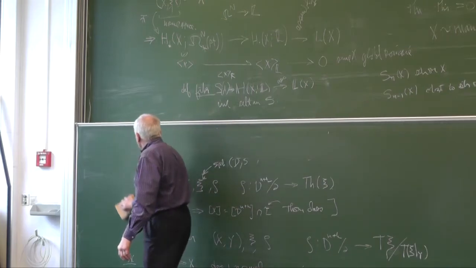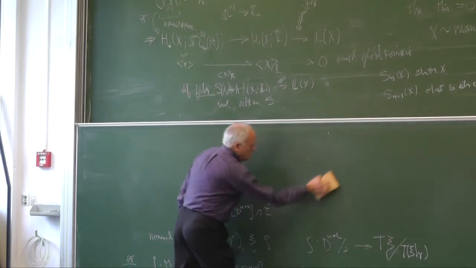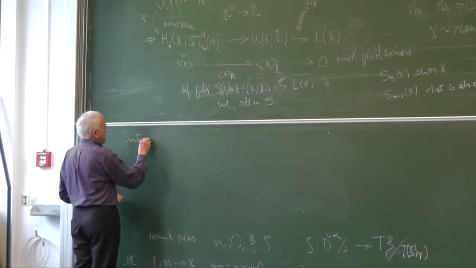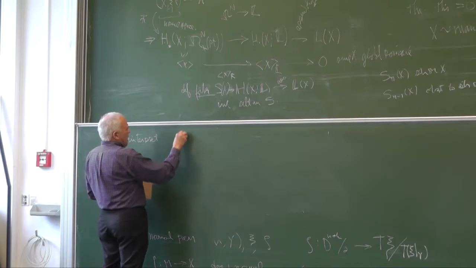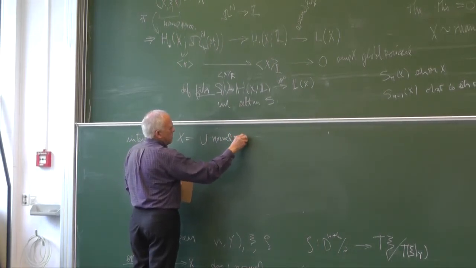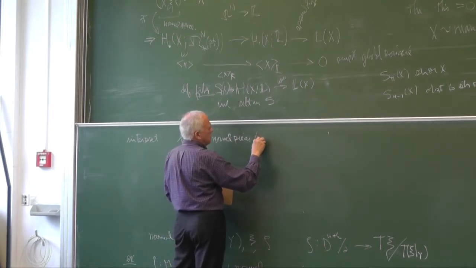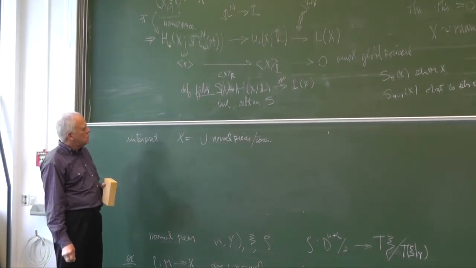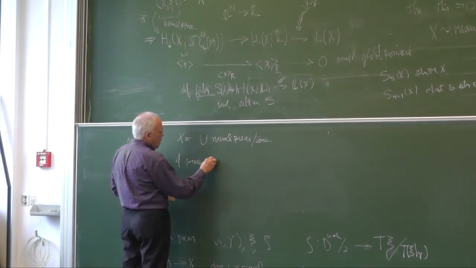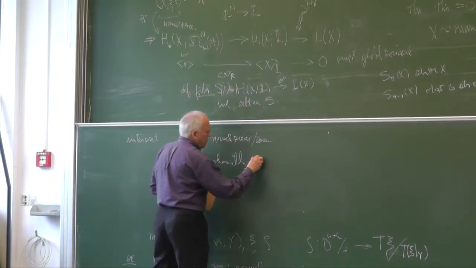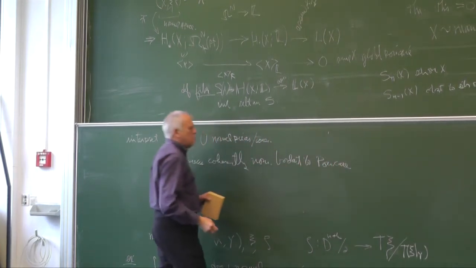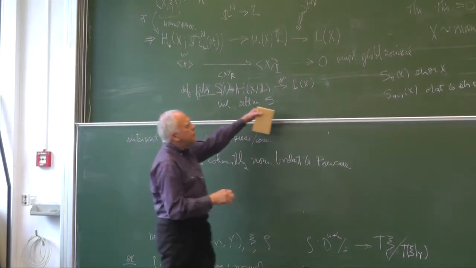So let me explain. So we were interpreting this. X is a big union of normal pieces over cones. Right? And what this says is, if these pieces are coherently normally bordant to a point, then you get a topological manifold. Oh, I should say, this is for topological.